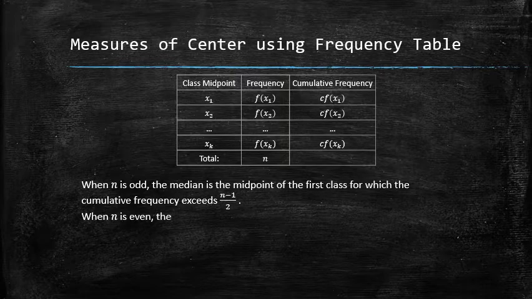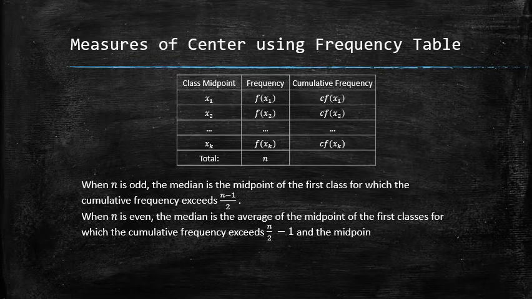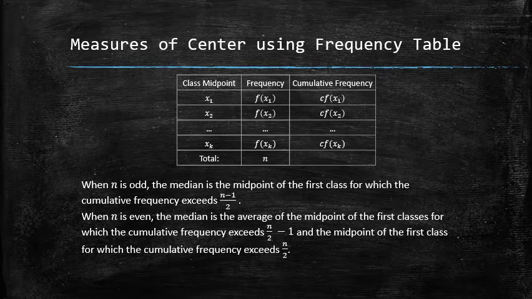When n is even, the median is the average of the midpoint of the first class for which the cumulative frequency exceeds half of n-1, and the midpoint of the first class for which the cumulative frequency exceeds half of n. Often, these are the same midpoints.